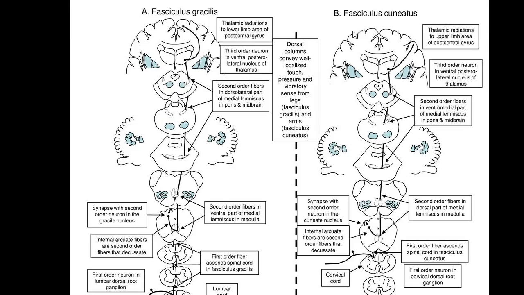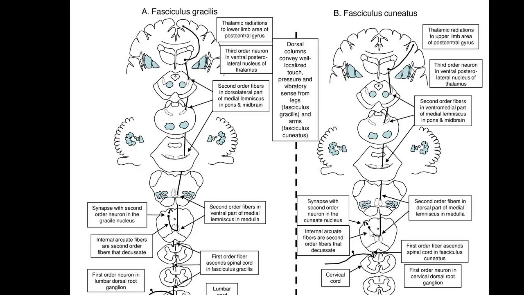The fasciculus cuneatus, they are present in the cervical region. They enter the posterior root of the spinal cord. The fibers ascend up. They relay in the nucleus cuneatus. Second order neurons. The nucleus cuneatus is present in the medulla oblongata.